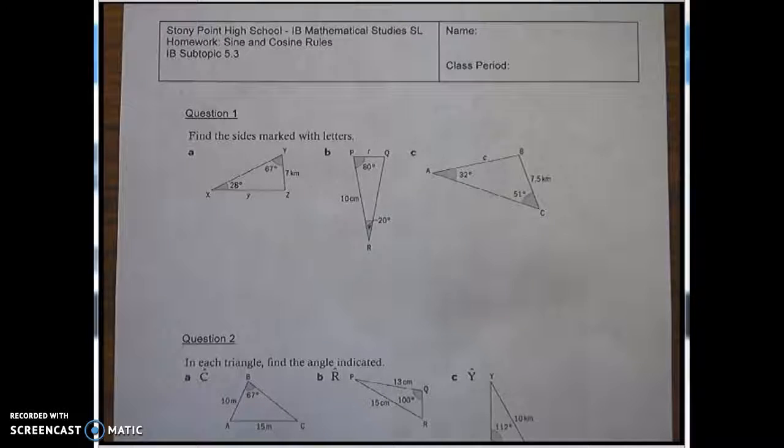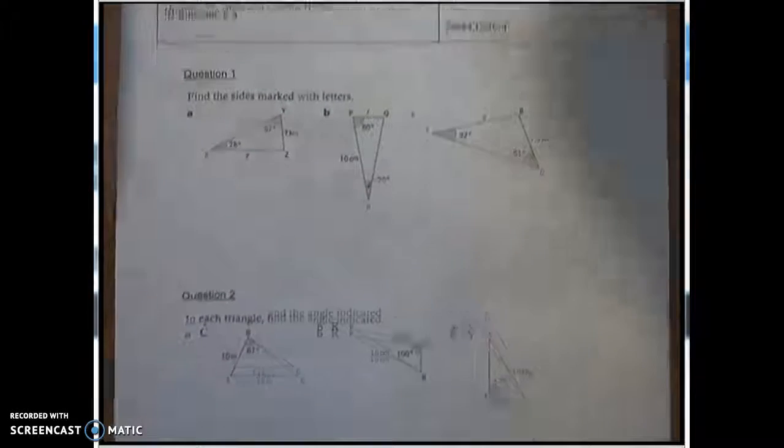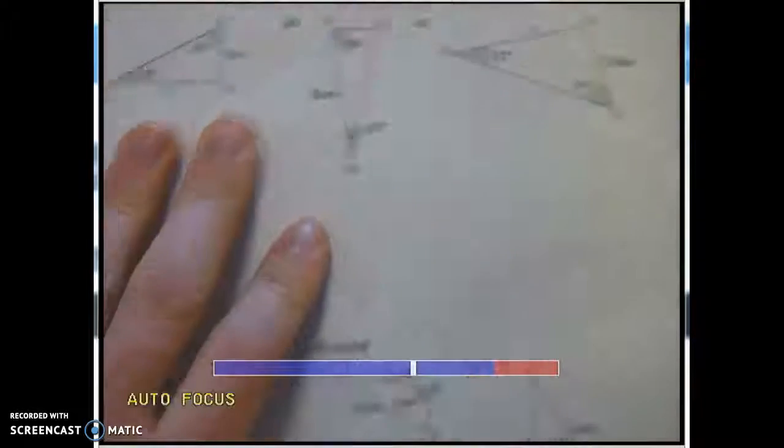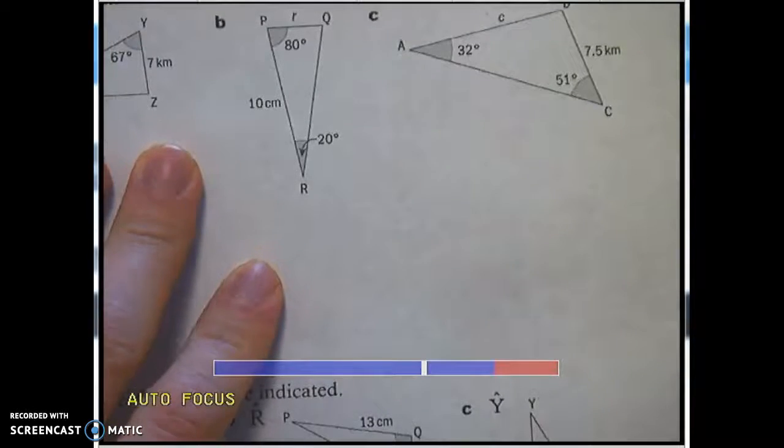Hey there, it's Mr. Alexander, and today I'm going to talk about the sine rule, which is one part of IB subtopic 5.3. So I thought I would just solve a few of these problems with you. It says find the sides marked with letters. I'm going to go ahead and go after letter B here.